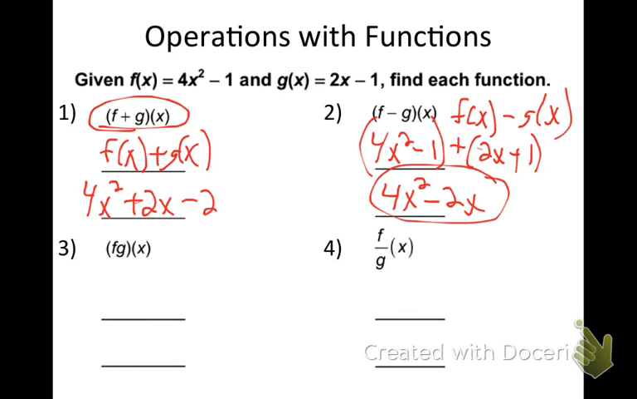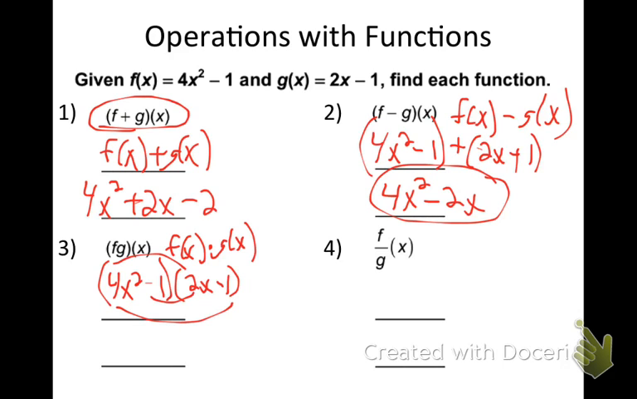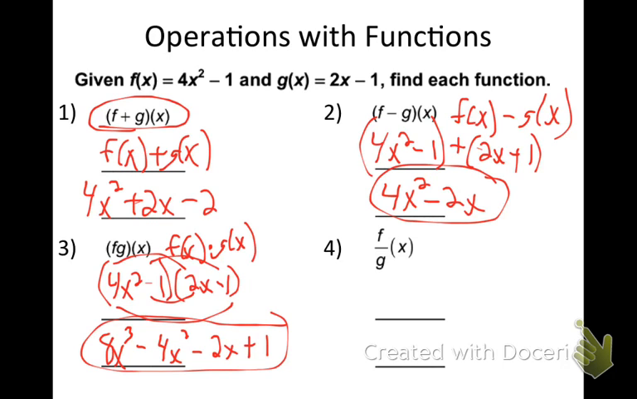Number 3, f g of x is the same thing as f of x times g of x. F of x is 4x squared minus 1 times g of x is 2x minus 1. What process would I need to use to multiply here? I would have to FOIL. First, outer, inner, last. And when I FOIL, I get an answer that looks something like 8x to the third minus 4x squared minus 2x plus 1.